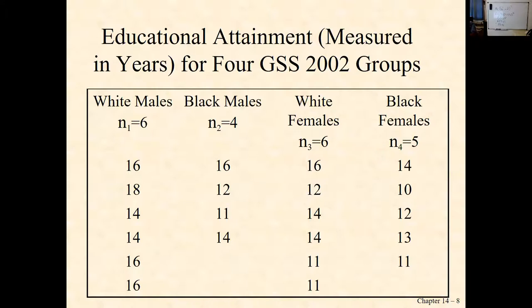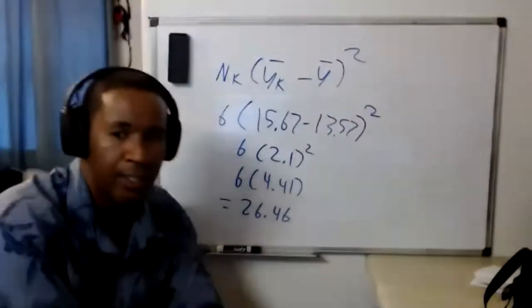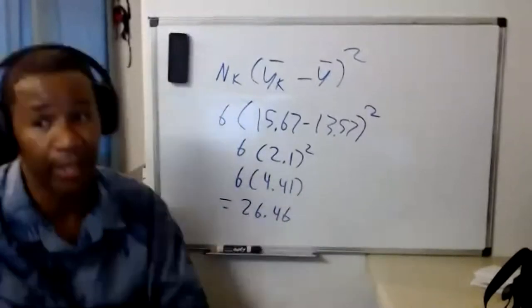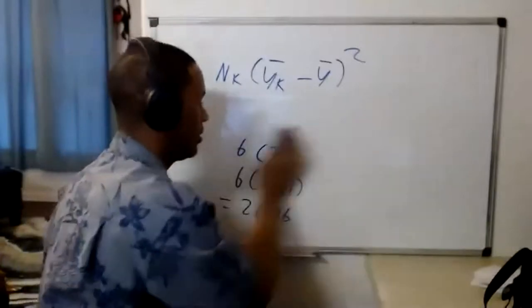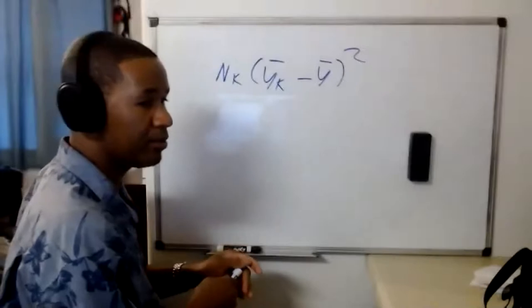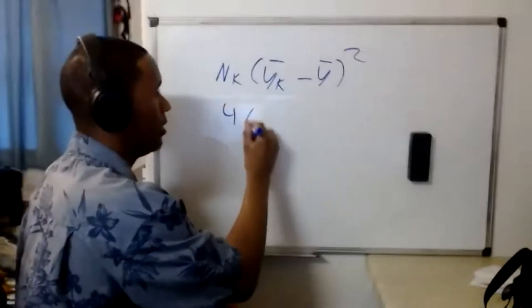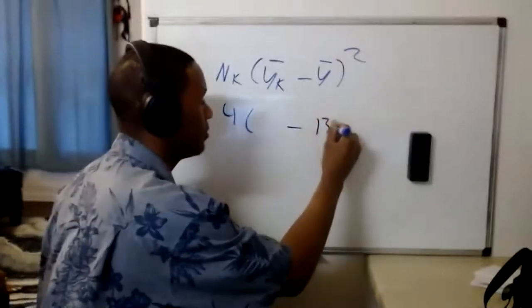Is it 41.166? Close enough. So let's just say it was 41.14. Okay, so having said that, let's go ahead and work through it together. Now we already got 26.46, so let's not do that again. Let's jump over to, I think the next one was black males. The N we know was 4, so we put 4 here. We still have the same overall mean, which is 13.57.